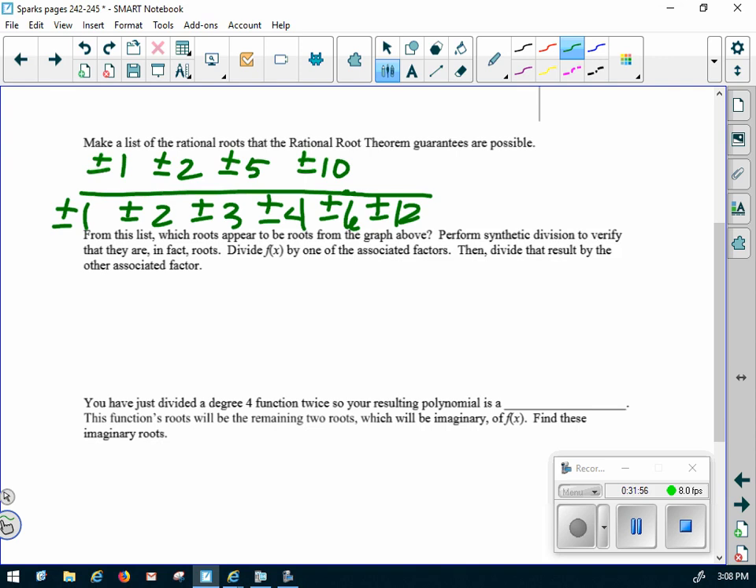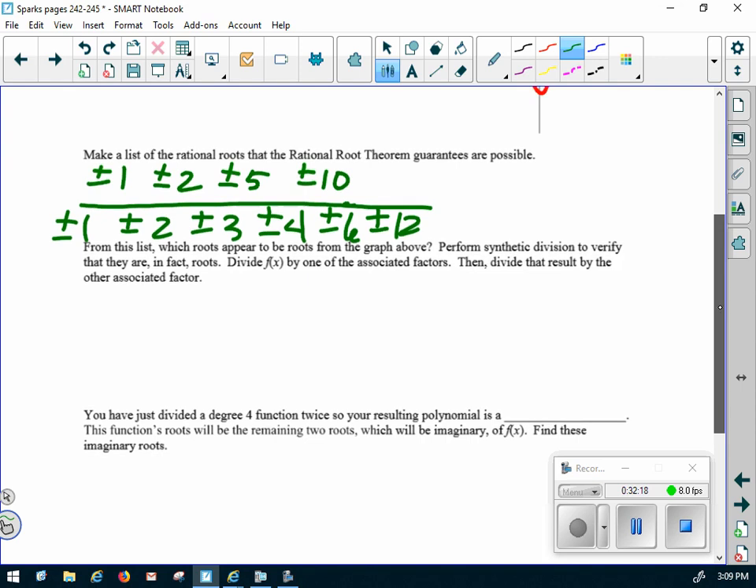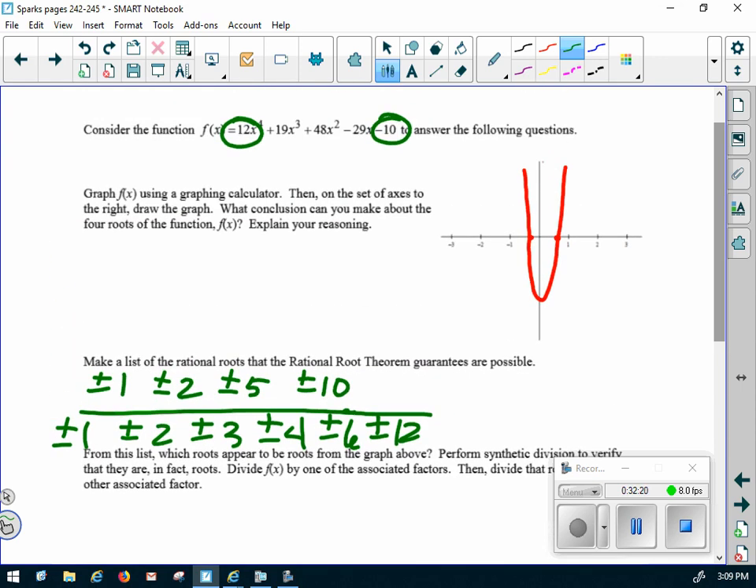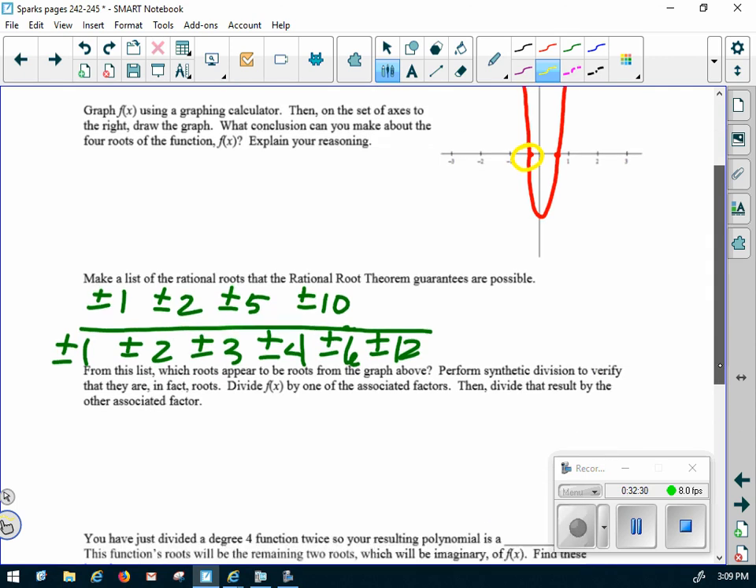Now, guys, we could write all of those out, but that's going to take us a bit. Can we just leave it right there for now? From this list, we may have to write them out. Which roots appear to be roots from the graph? Can you look at this and look at that graph? Give us some ideas about, from that list, what might that be?